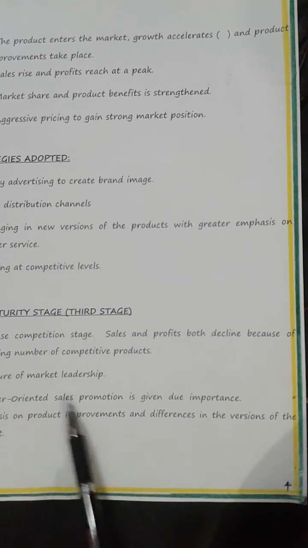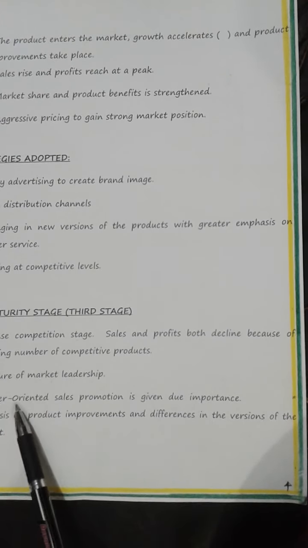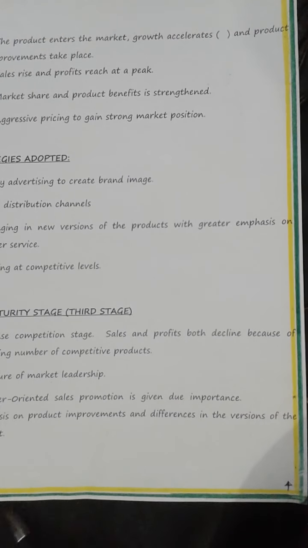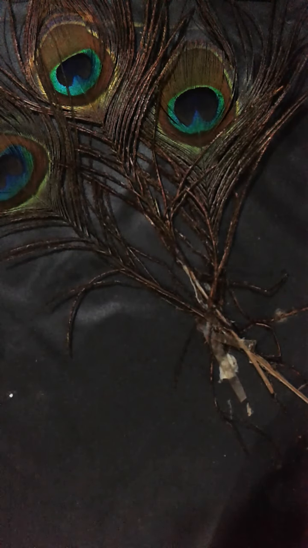Then you've got dealer-oriented sales. Promotion is given importance, not customer-oriented. Under sales promotion, children, you've got 2 points: customer-oriented and dealer-oriented. Dealer-oriented sales promotion is given due importance. Emphasis on product improvements and differences in the versions of the product is taken care of. What are the 2 types of sales promotion I told you, children? Dealer-oriented and customer-oriented. Here, dealer-oriented sales promotion techniques are given importance.